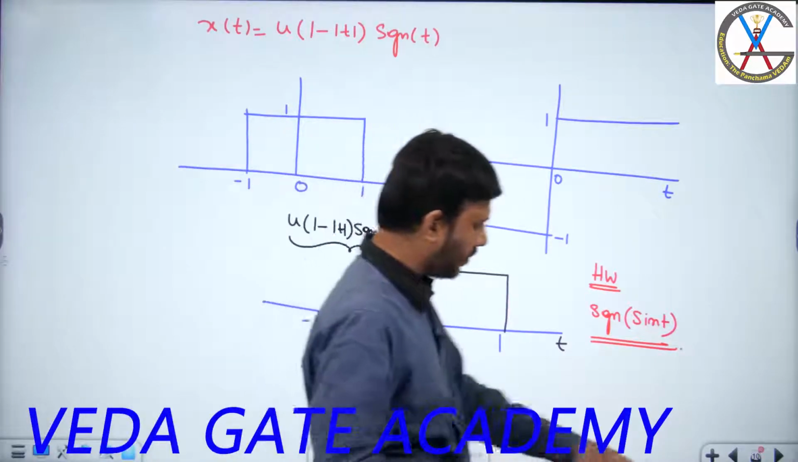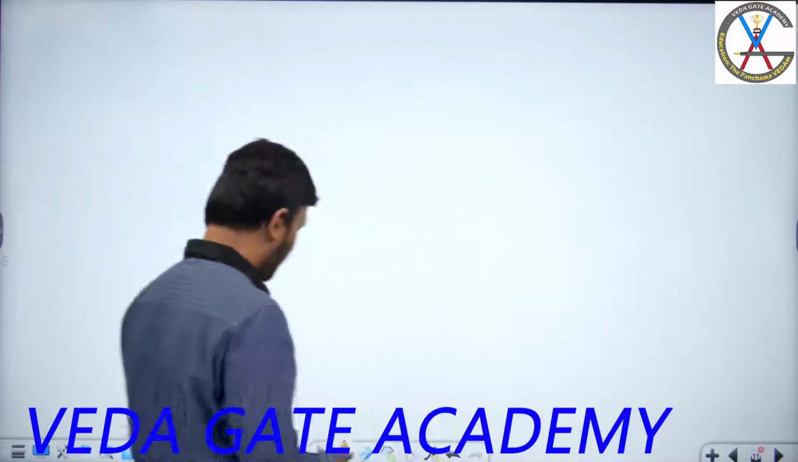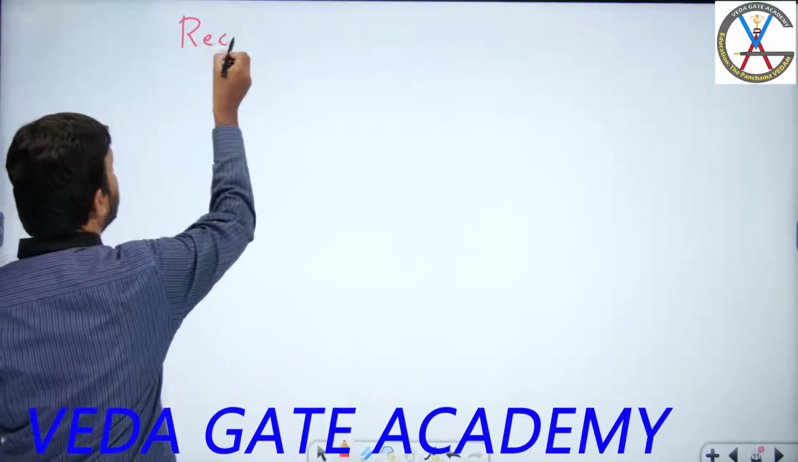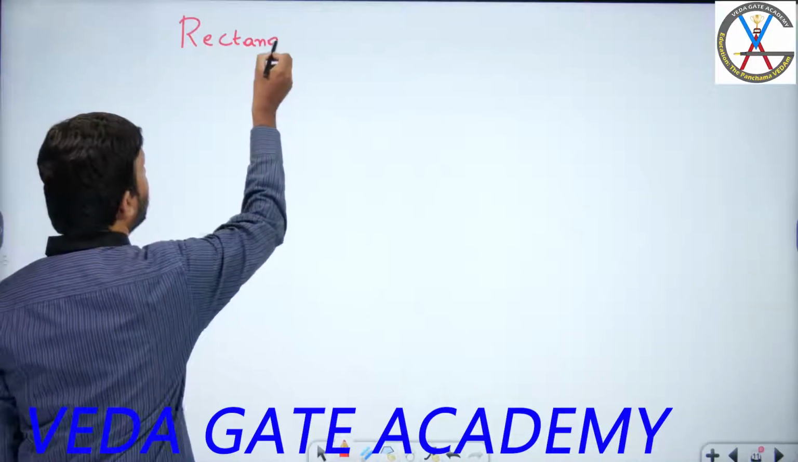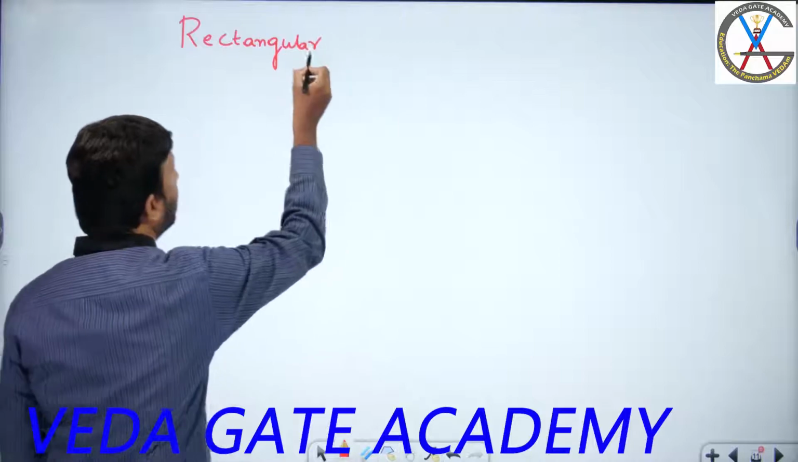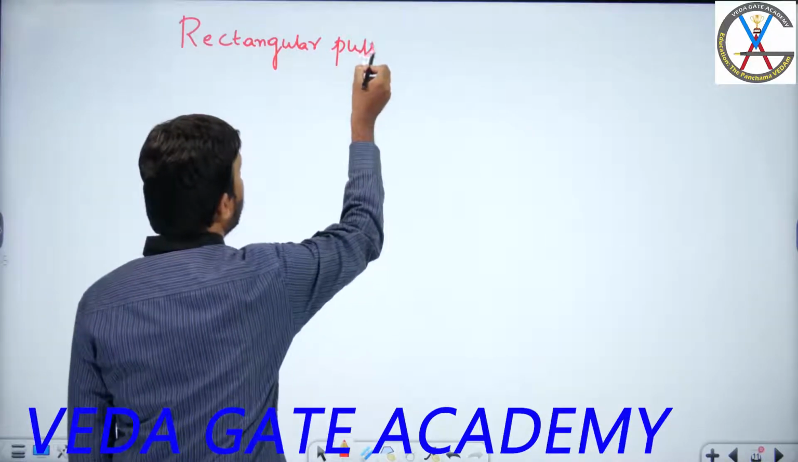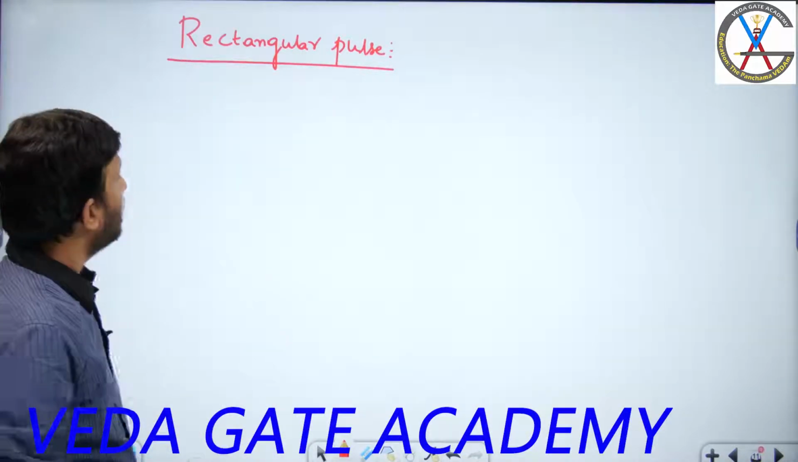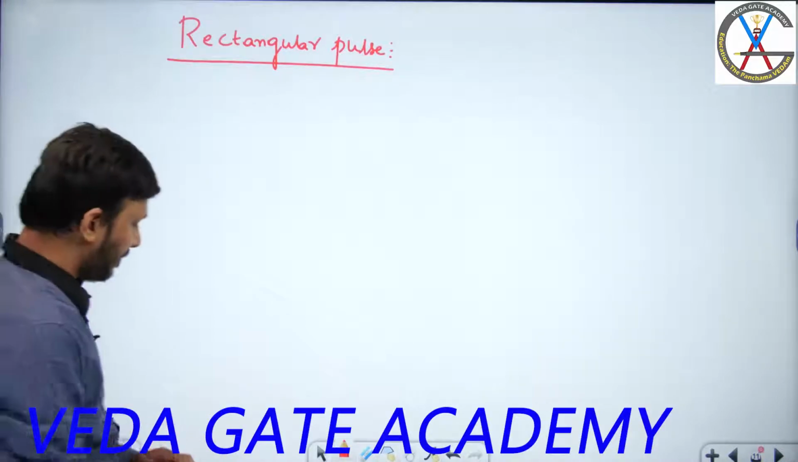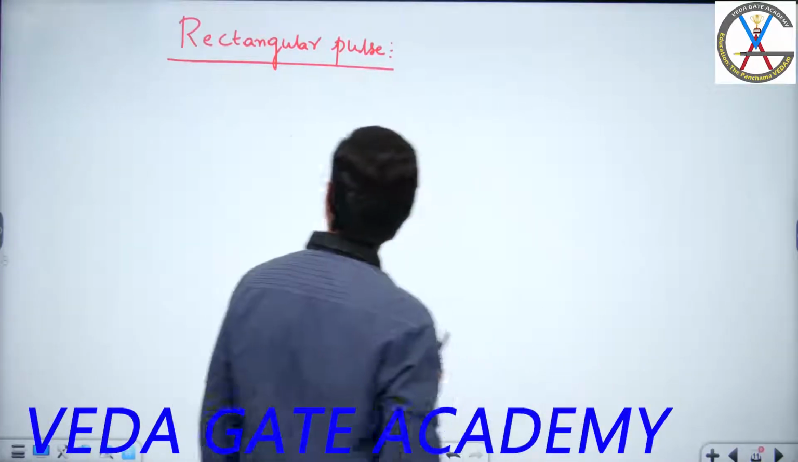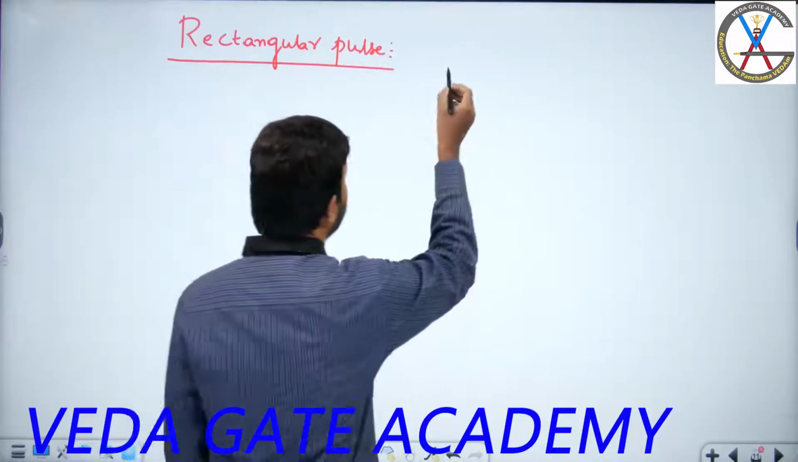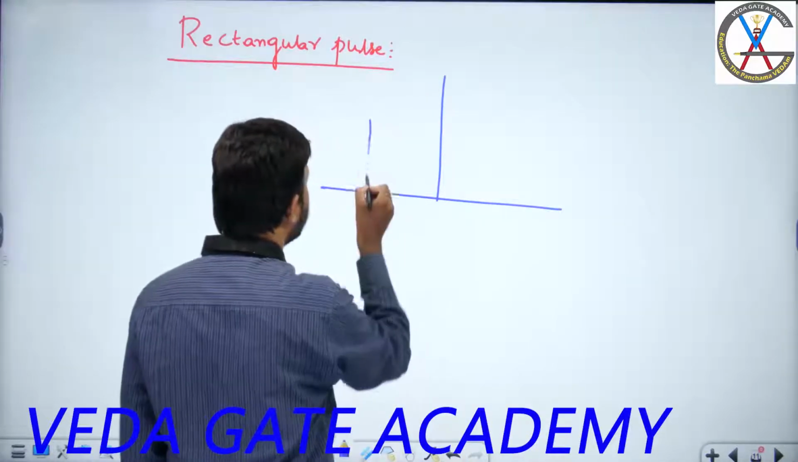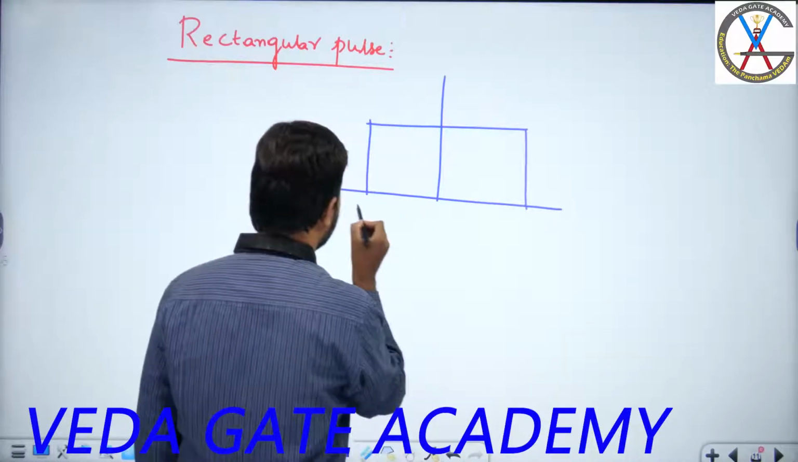Okay. Let's switch to the next basic signal, which is nothing but a rectangular pulse. Now, what is this rectangular pulse and how are we going to show it? Observe here. I am going to show the rectangular pulse like this. This is your rectangular pulse.